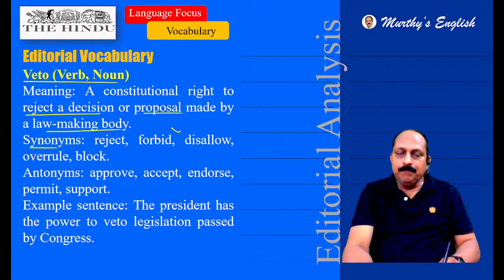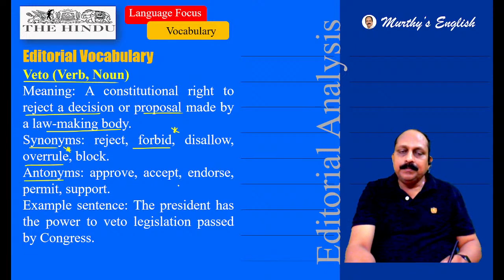Synonyms: reject, forbid, not to allow, disallow, overrule, block. Usually it goes with the meaning block or overrule. Overrule is the appropriate word. Antonyms: approve, accept, endorse. Endorse is an important word. Publicly support. Permit, support. Example: the president has the power to veto legislation passed by Congress. Congress may pass a legislation, but the president has the power to veto, either to overrule or block or prohibit, whatever.